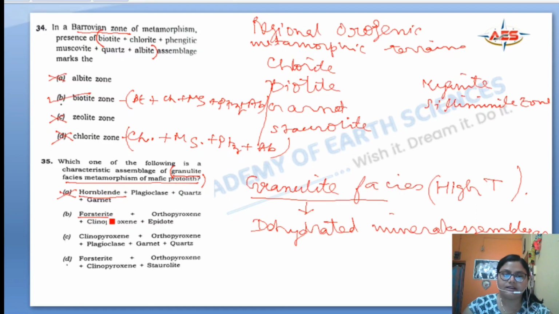In the case of forsterite in the second option, forsterite is generally present in contact metamorphic aureoles. They are formed due to contact metamorphism. So forsterite is not present in granulite facies, and B is not an answer. Again, forsterite is in D. D will also not be the answer because forsterite occurs in contact metamorphic terrains. In that case, what is the answer? That is C: clinopyroxene, orthopyroxene, plagioclase, garnet and quartz. This is the mineral assemblage that we find within the granulite facies of mafic rock.